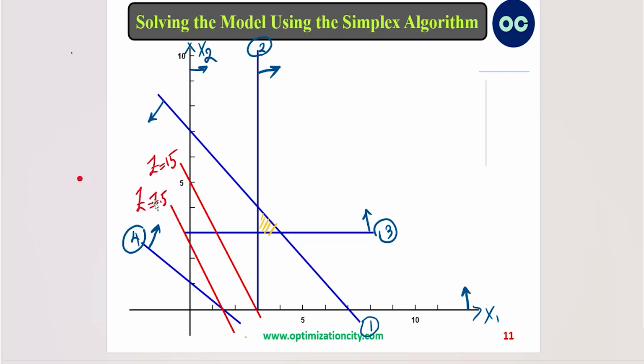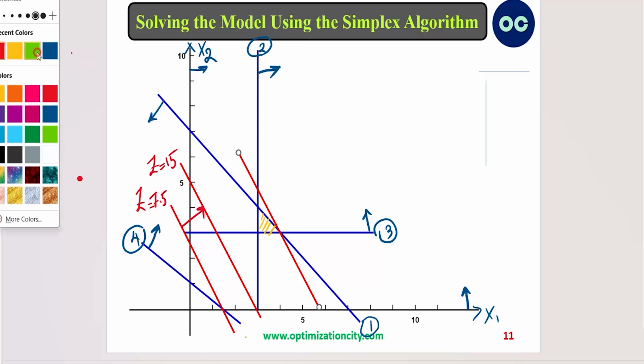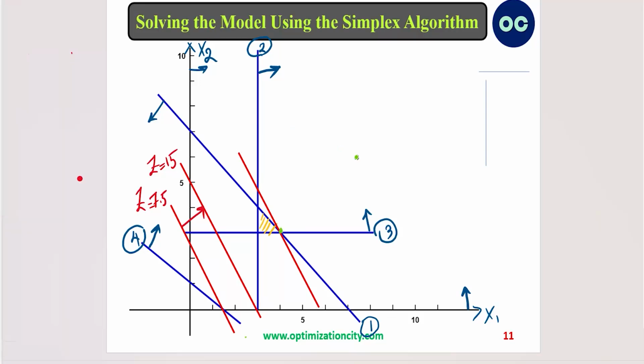As the model maximizes Z, the objective function moves upward here. The optimal solution in this case would be here, on the parallel line, and this is the objective function. What is this point? x star is 4 and 3, and z star is 29.